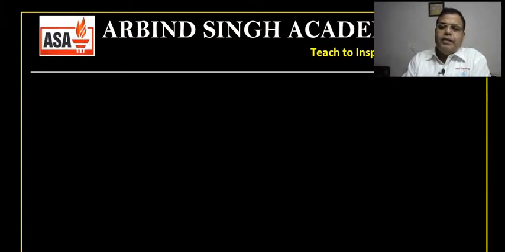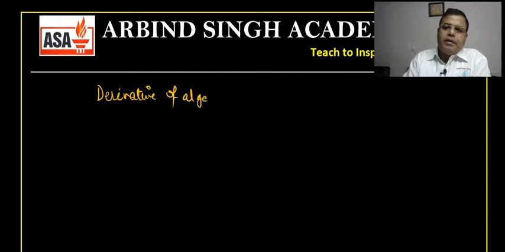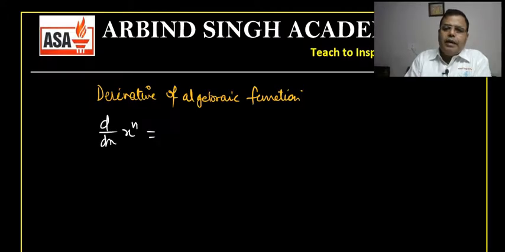What we have learned is the derivative of algebraic function. We have already learned that d by dx of x to the power n is n x to the power n minus 1, right? Like this.